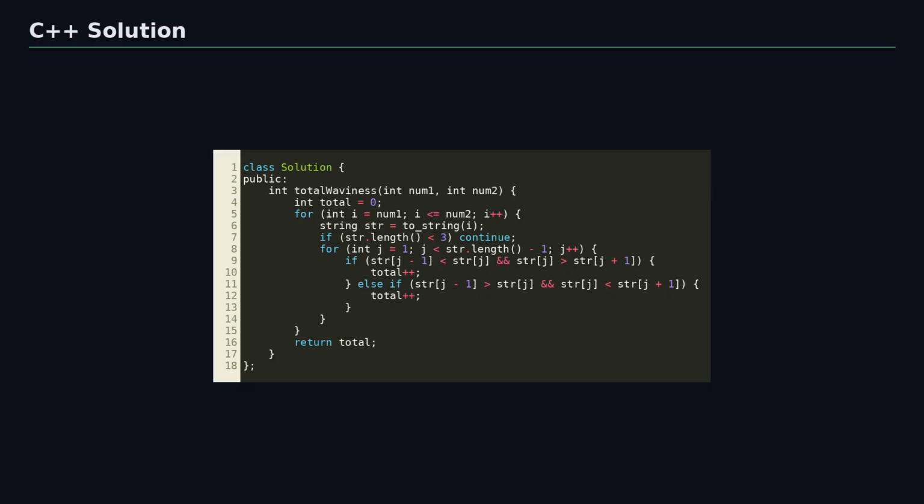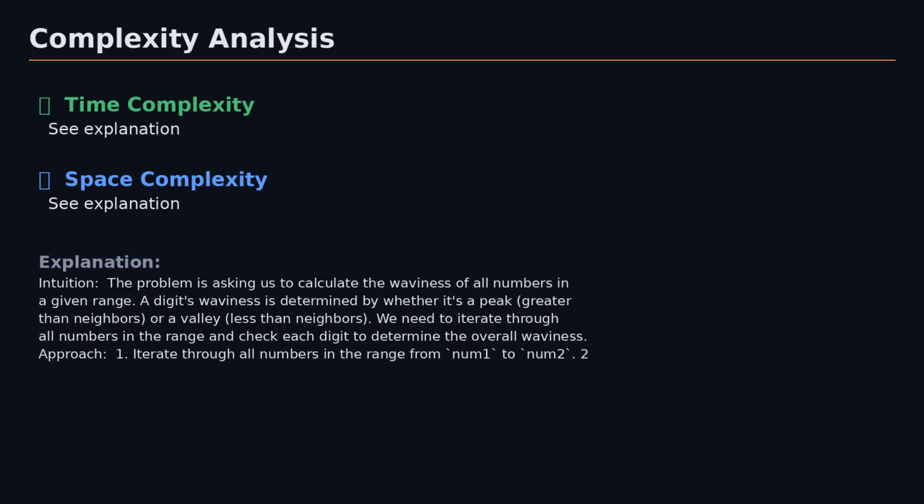If the string length is less than 3, we continue to the next iteration. Otherwise, we iterate through the digits in the string. Using another for loop, we check if the current digit is a peak or a valley, by comparing it with its neighbors. If it's a peak or a valley, we increment the total waviness. Finally, we return the total waviness.